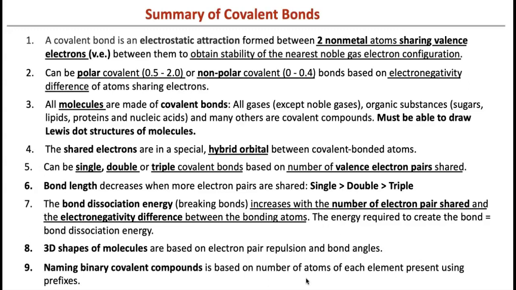And then based on valence shell electron pair repulsion theory, based on the number of electron dense areas around the atom, you get different types of molecular geometries and bond angles. Naming binary covalent compounds is based on the number of atoms of each element present, by using prefixes. And that's it.